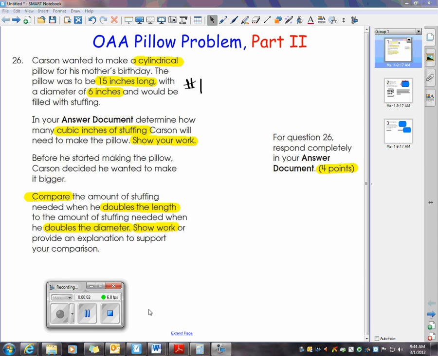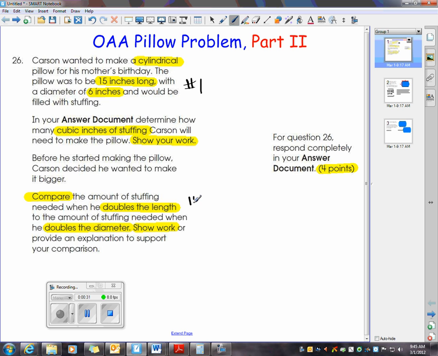All right, so here we are for part 2 of the OAA pillow problem. We have already figured out how many cubic inches of stuffing Carson needs to make the cylindrical pillow for his mother. But wait, there's more. Carson decides that he wants to make the pillow bigger. So the problem directs us to compare the amount of stuffing needed when he doubles the length to the amount of stuffing needed when he doubles the diameter, show work, or provide an explanation to support your comparison.